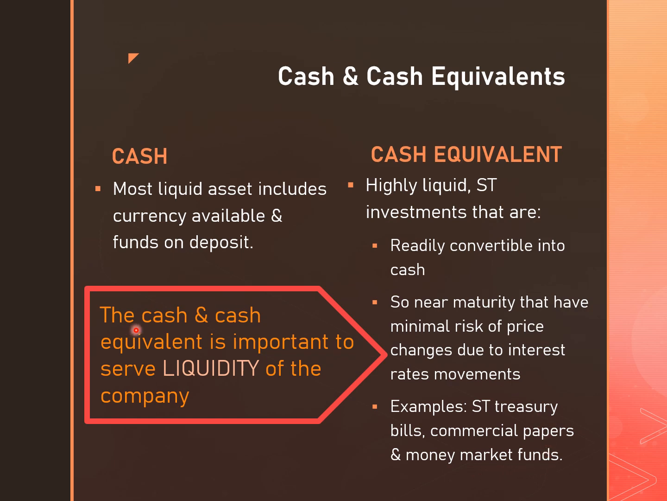So here, the cash and cash equivalent is important to serve the liquidity of the company because of the high liquidity. The company yang paling liquid adalah company yang ada cash and cash equivalent yang lebih tinggi in the current asset portions.